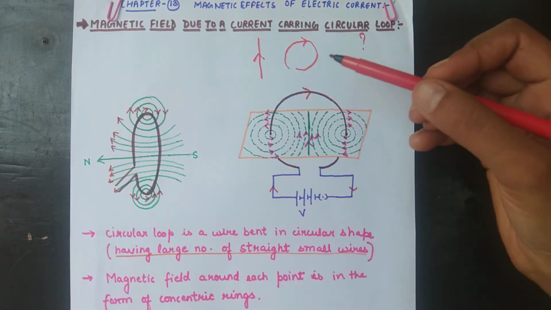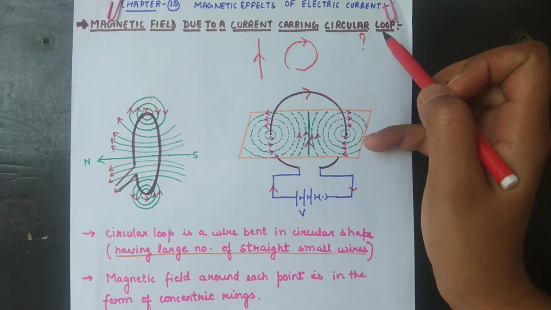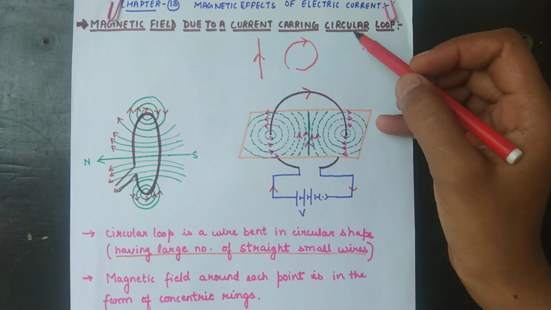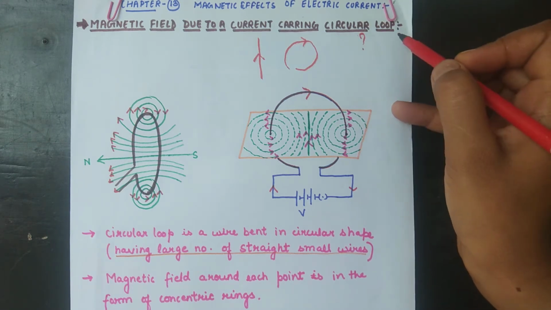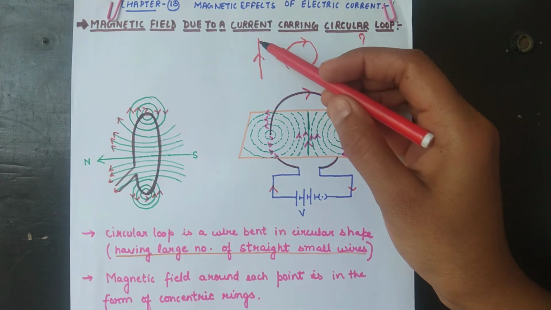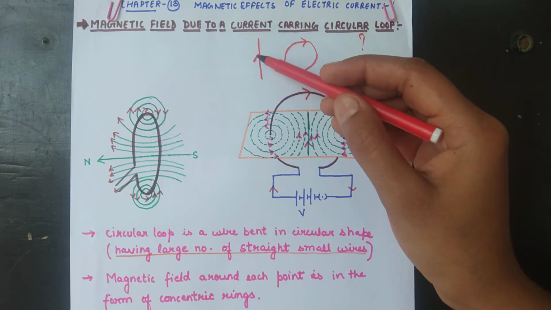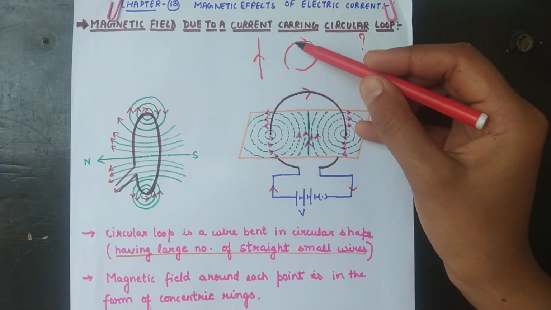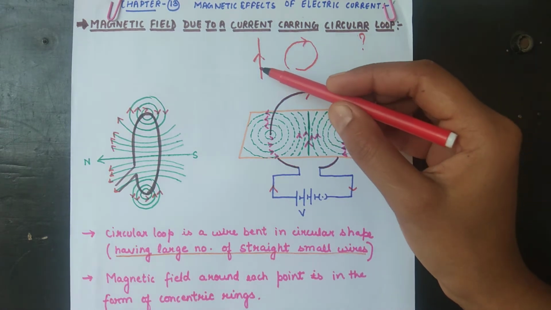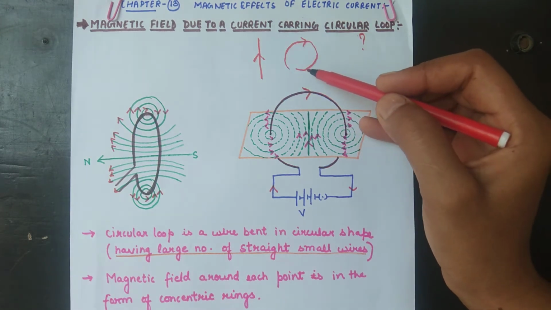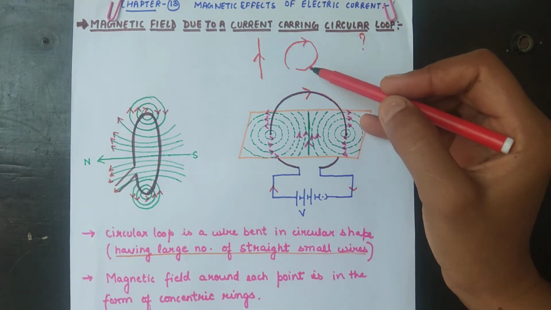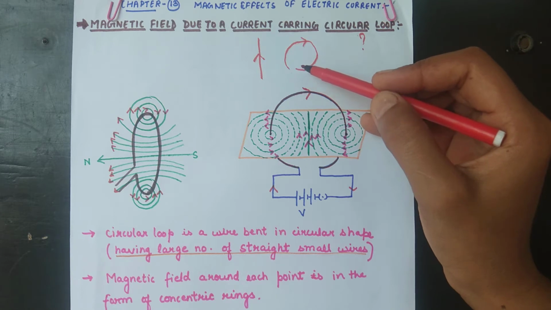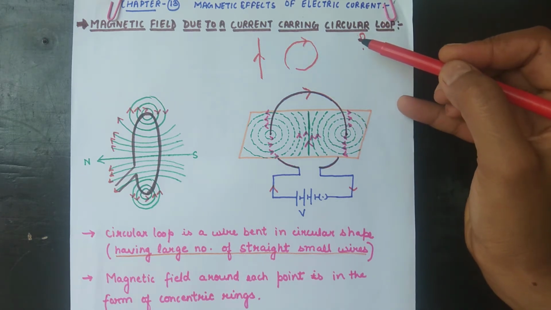The next topic is the magnetic field due to a current carrying circular loop. But first, we must know what a circular loop is. If we have a straight wire and we bend it into a round shape, converting the wire into a circle, then this circle of one single turn is called a circular loop.